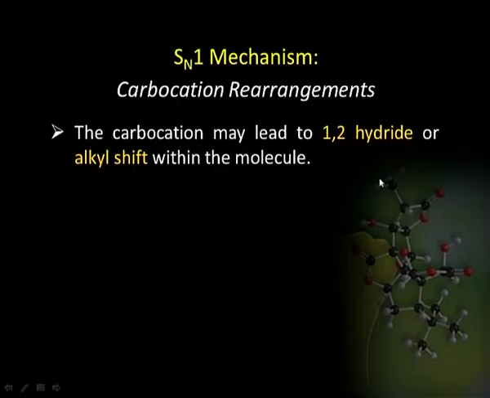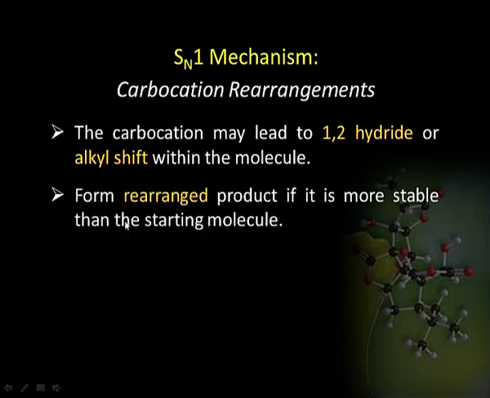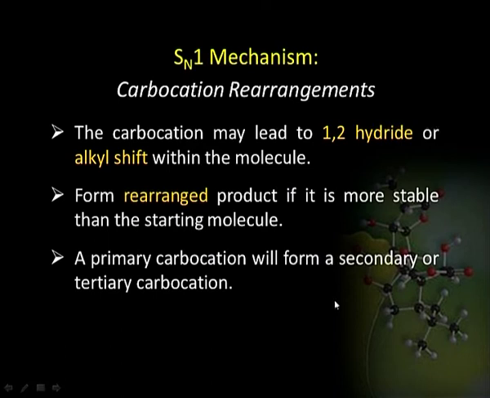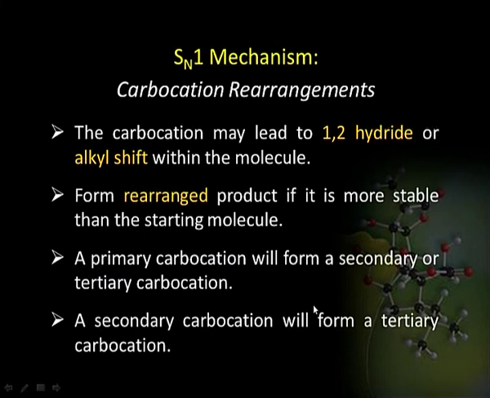In the case of SN1 mechanism, there is another phenomenon which we observe, and that is carbocation rearrangement. The carbocations may lead to 1,2 hydride or alkyl shifts within the molecule. And why does it happen? They form rearranged product if it is more stable than the starting molecule. A primary carbocation which is less stable will form a secondary or a tertiary carbocation, while a secondary carbocation will form a more stable tertiary carbocation.